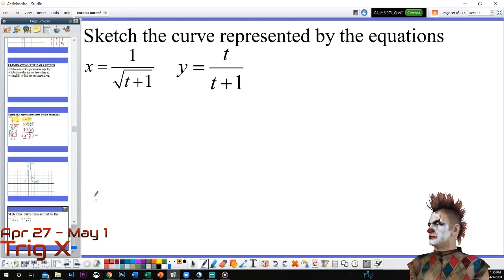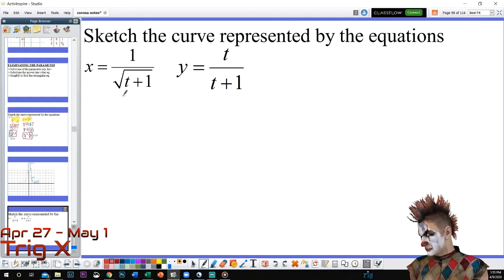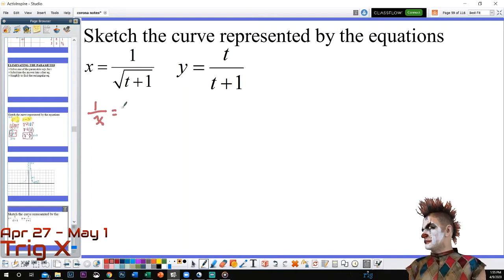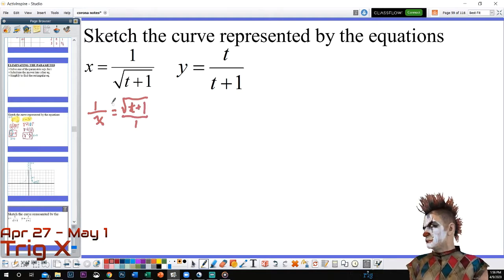Alright, hopefully you are ready now. So in order to do this, I'm going to solve both of these. I'm going to start with 1 over x equals square root of t plus 1. And I can put it over 1 if I like, it doesn't really matter. All I did was flip both of these upside down.